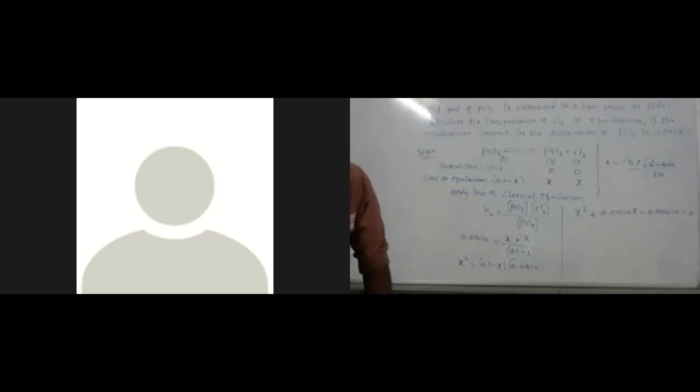In ionic equilibrium, many questions of this kind will come in buffer solutions. It's a fully calculation-based chapter, this one.